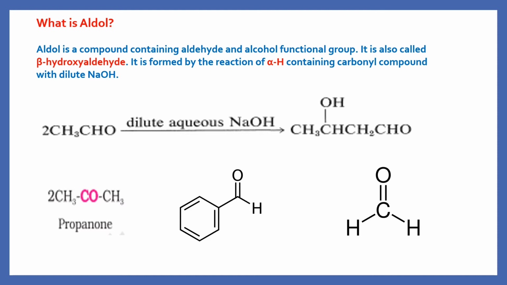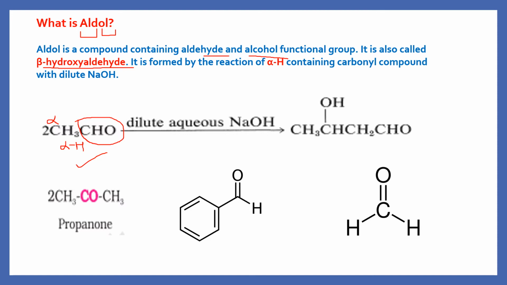First, we should know what aldol is. Aldol, as the name suggests, is a combination of aldehyde and alcoholic functional groups. So it's a compound which contains aldehyde and alcohol functional groups, and it is also called beta hydroxyaldehyde. If I take an example here, this is ethanal. Ethanal has this alpha carbon because the functional group is CHO, and the carbon to which the functional group is attached we call the alpha carbon, and there are 3 alpha hydrogens here, as you can see.